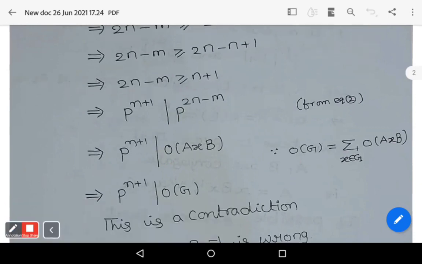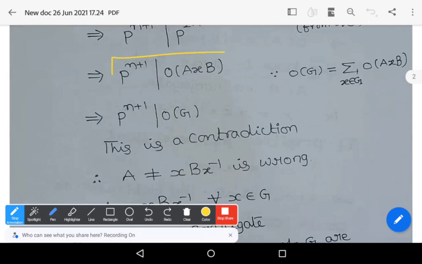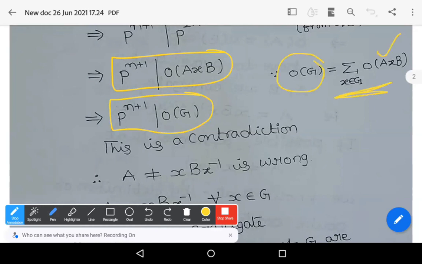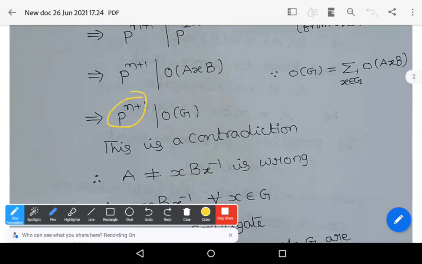So p power n plus 1 divides the order of AxB, which implies p power n plus 1 divides the order of G, because the order of G is the sum of the orders of the double cosets in the partition. So p power n plus 1 divides order of G. Very clearly, this is a contradiction, because p power n plus 1 does not divide the order of G by our property.